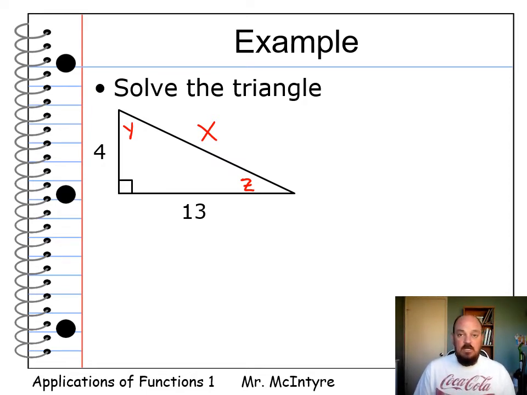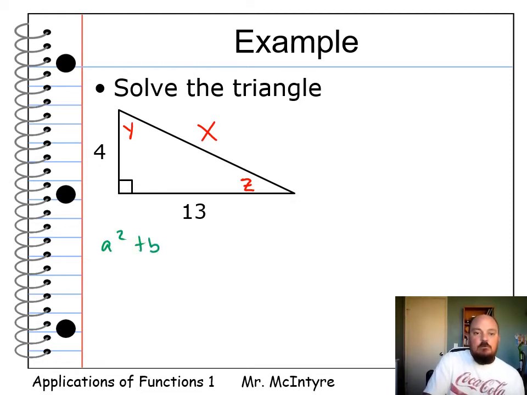Now, you can do it in any order. You don't have to find X first, but that's what I'm going to do. I'm going to go ahead and find X first. Now, what I notice here is I don't need to use SOHCAHTOA, because when I give you two sides, we could do Pythagorean theorem, and I think that's a little easier. So let's do that. Let's do a squared plus b squared equals c squared.